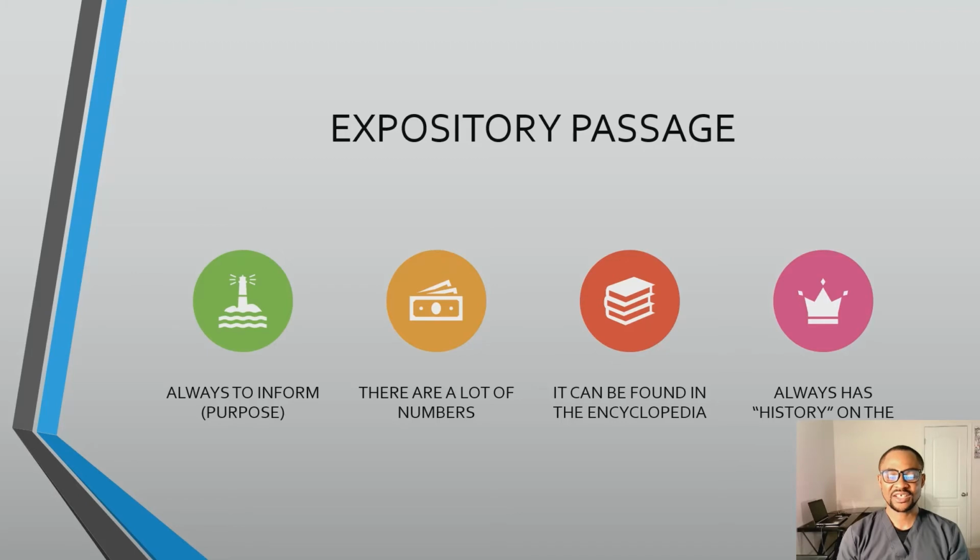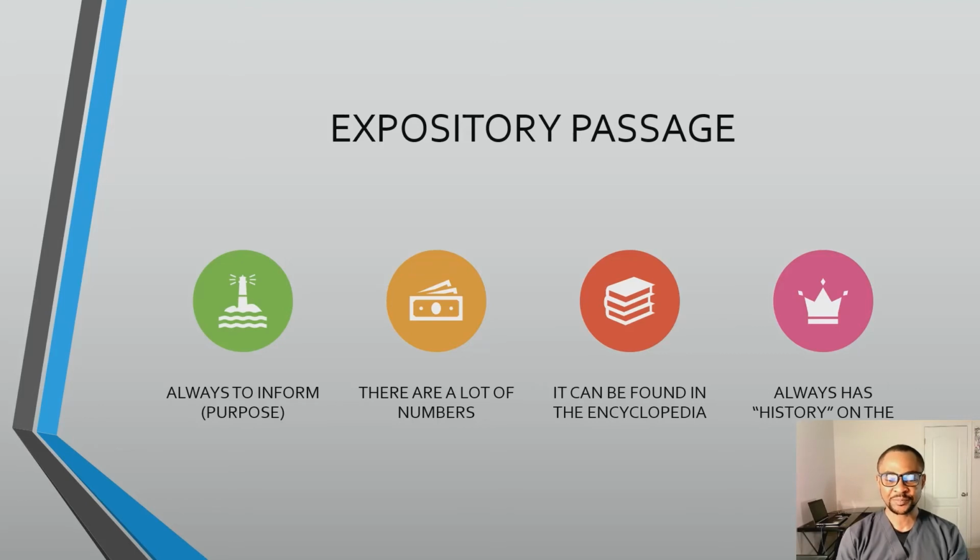When you are reading an expository passage, they don't ask you what the purpose of that passage was. A passage is expository when it is informing you about something. It is trying to give you knowledge about something. So it is easier to figure out an expository passage by having these points on this slide. One, always to inform. When that passage is trying to inform you about something, always go for expository. That passage is expository, simple.